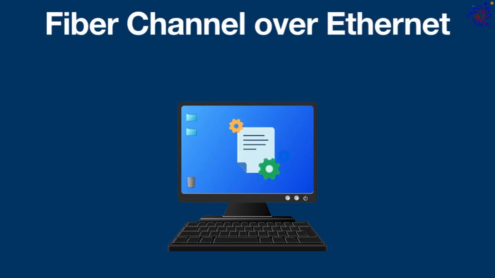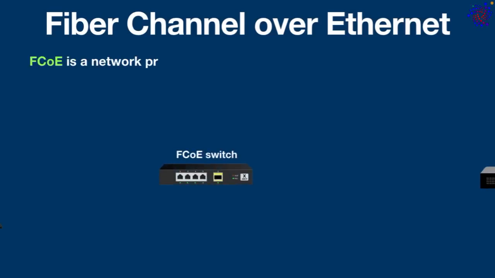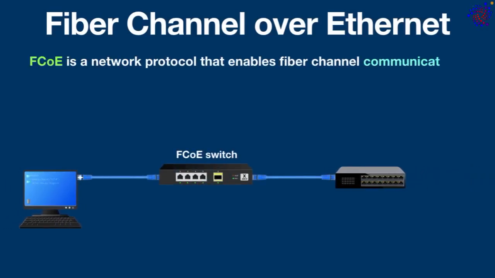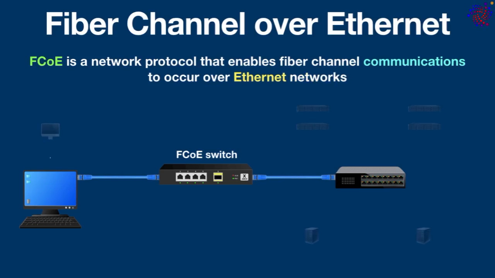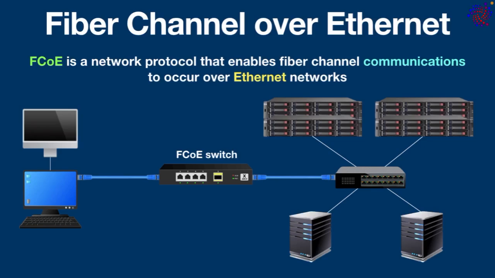Ready? Let's begin. At the most basic level, Fibre Channel over Ethernet is a network protocol that enables Fibre Channel communications to occur over Ethernet networks. This allows data storage to be transported over high-speed Ethernet infrastructure, integrating both storage area networks and local area networks efficiently. Fibre Channel over Ethernet is mainly used in data centers.